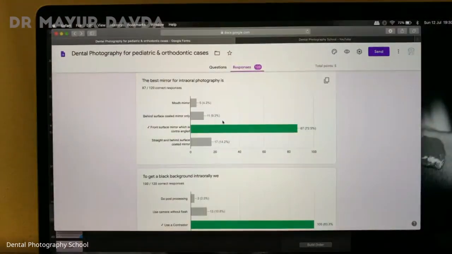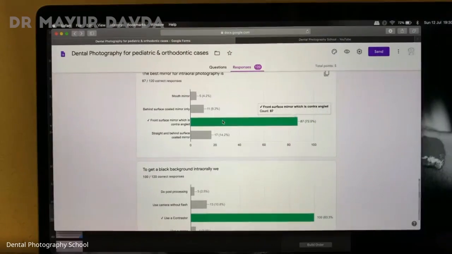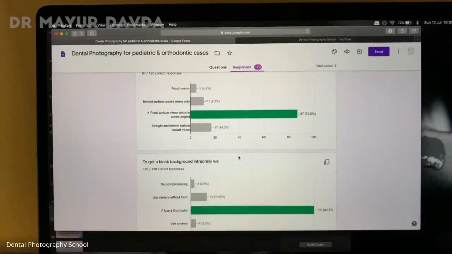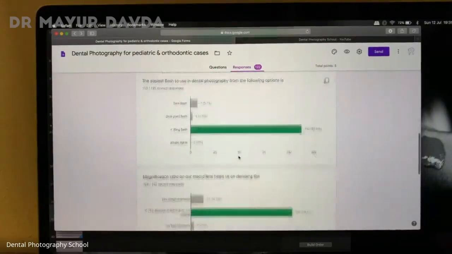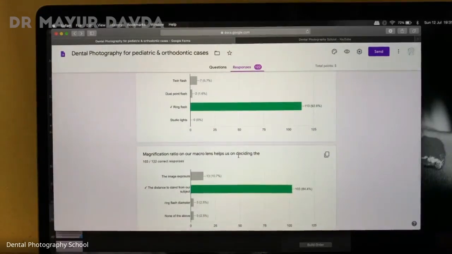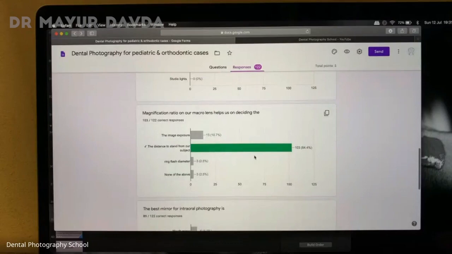All right. 87 people said front surface mirror, which is quadrangle, which is the correct answer. And the remaining said straight and behind surface coated mirror, which is wrong. So you should not use a behind surface coated mirror. You have to use a front surface coated mirror. I'm really glad that I took this assessment because if you got it wrong during the presentation, I'm hopeful that you got it right at least.